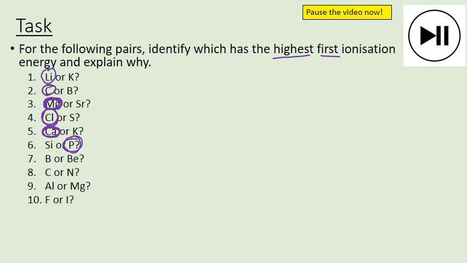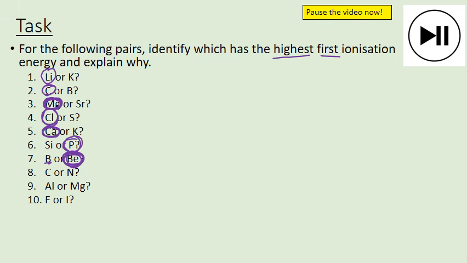Number 7, B or Be. Oh, this is the blip here, because if you just followed the trend, you might be tempted to say that boron has a higher, but it doesn't because we have the blip here between group 2 and group 3. So actually, the highest of the two is beryllium. So it goes against the trend here. My explanation for this is because boron's outer electron is in the new subshell. So despite the fact it has a high nuclear charge, the answer here is Be, because the outer electron for boron is in the new subshell, which is higher in energy.